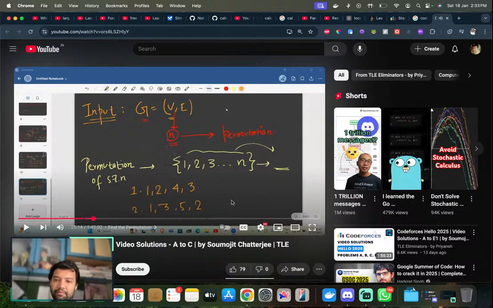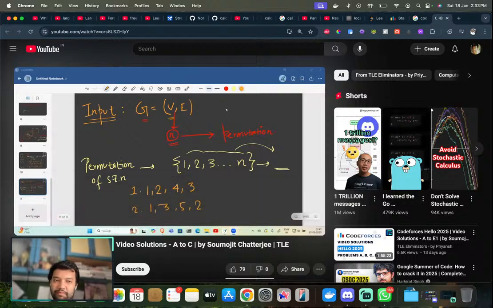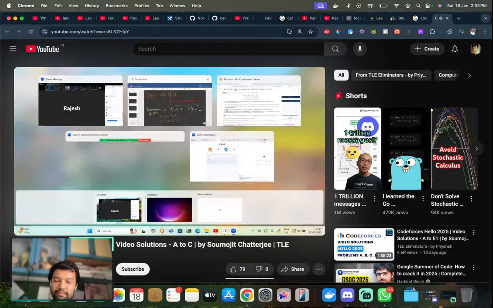Sriram? No, it is not a pure graph problem. Only the input is given as a graph. And even if you have not done graphs earlier, I will try to make you understand the solution. That's fine, right? Okay.